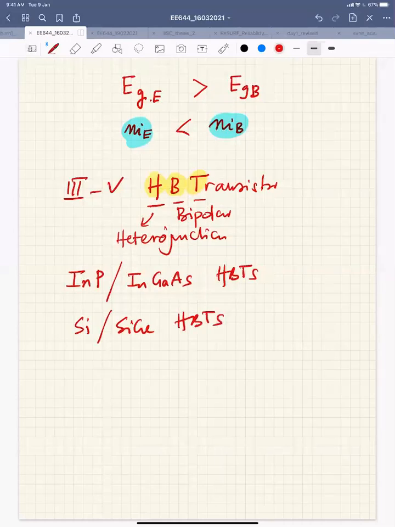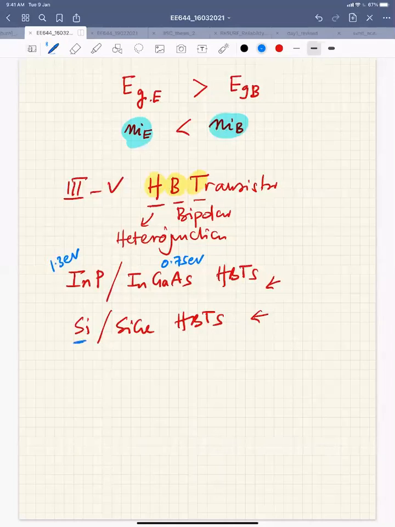The common thing is, even if we use different materials and have different types of HBTs, your emitter semiconductor material has a higher band gap than the base semiconductor material, right? When you talk about indium phosphide, it has a band gap of 1.3 electron volt, and indium gallium arsenide has a band gap of 0.75 electron volt.